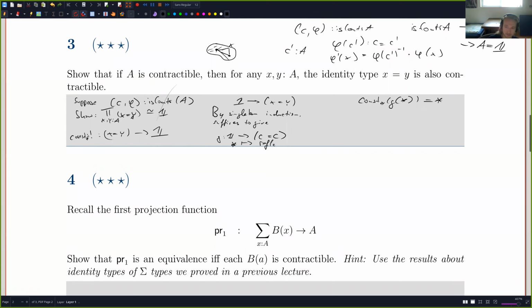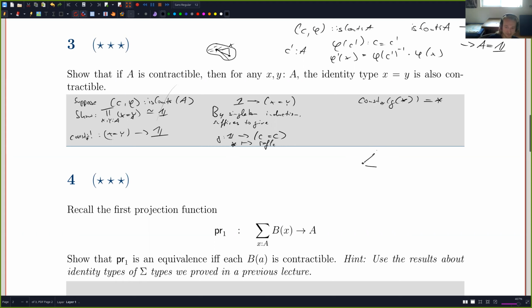It should be possible to construct such a contraction directly. But of course, at some point you have your center of contraction. Yes, try path induction. I'd say it's a bit inconvenient.